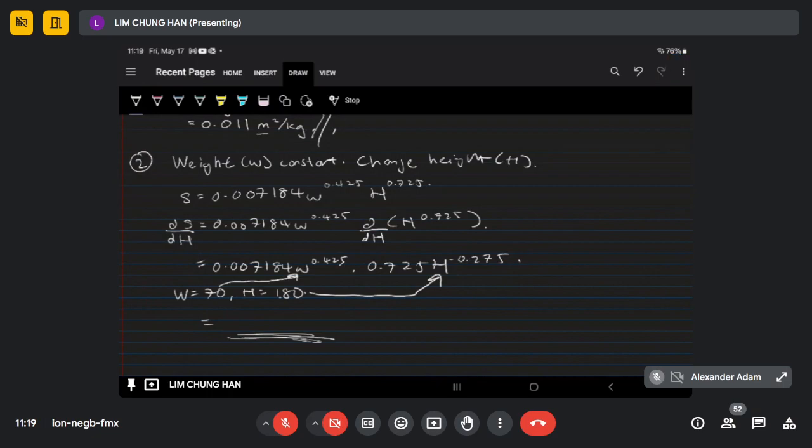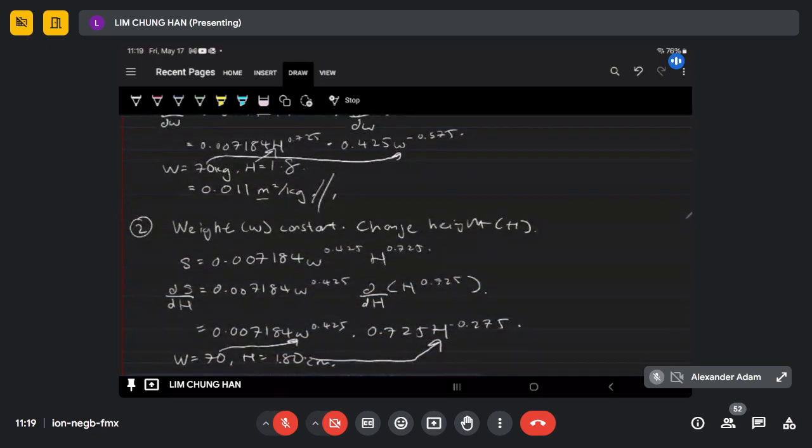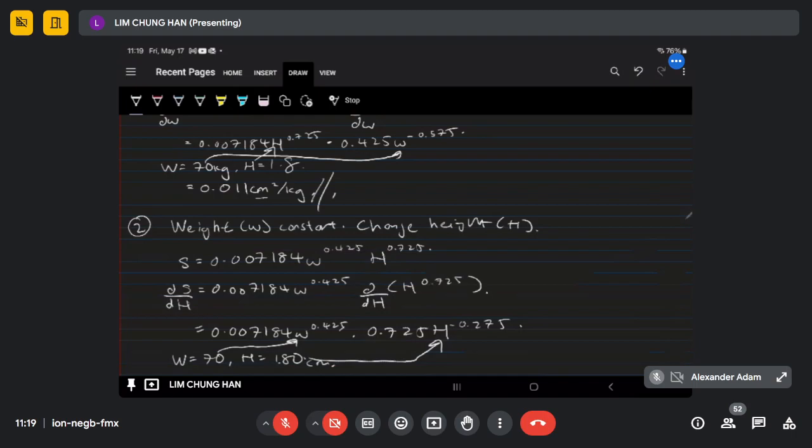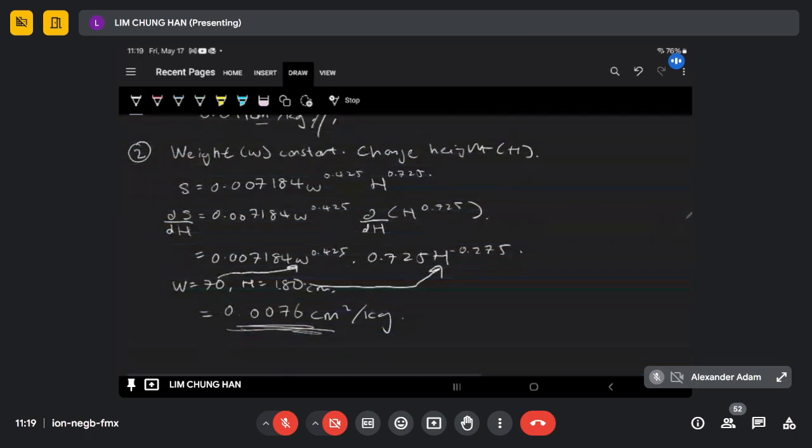0.007. Okay. This is in cm, right? Correct? Yes. Okay, never mind. No need to convert. We just change this to cm cube, then okay already. We keep it at 180 cm. You just change it to cm cube, then okay already.